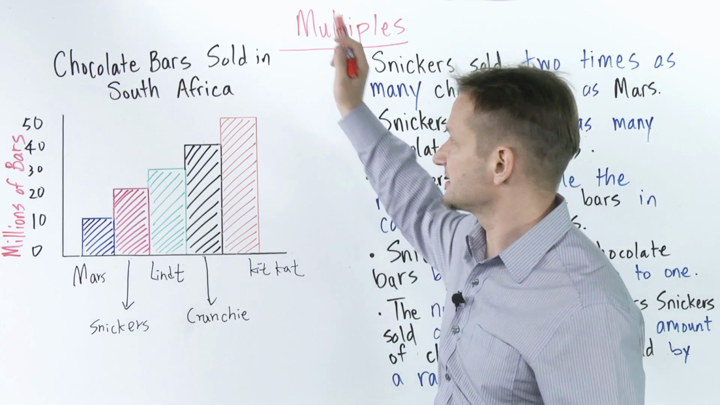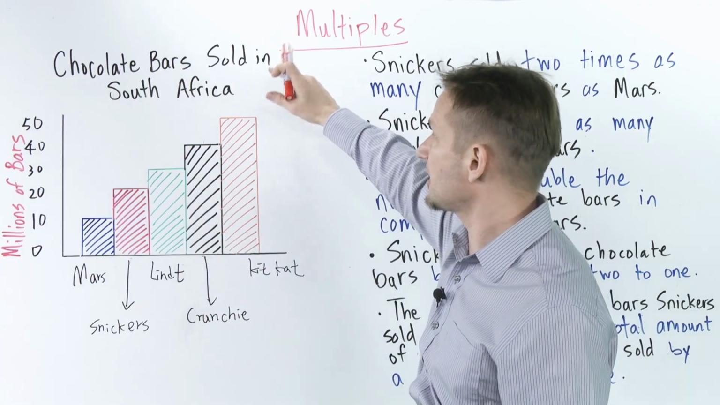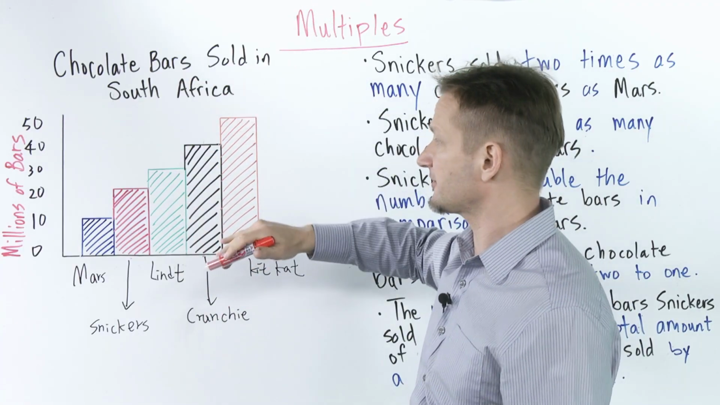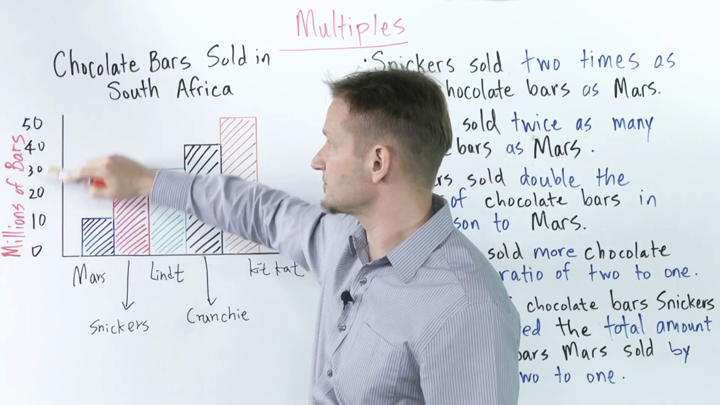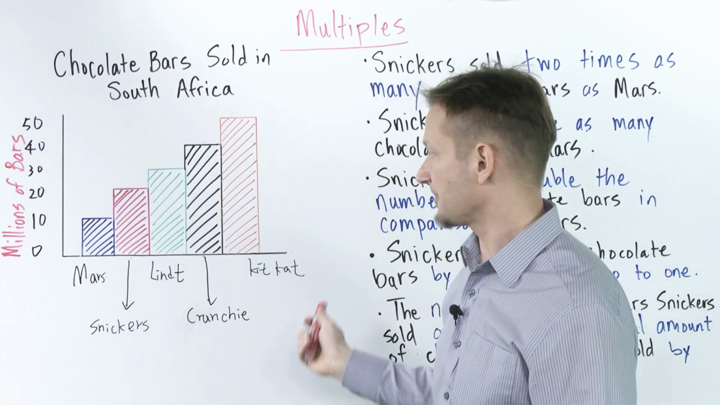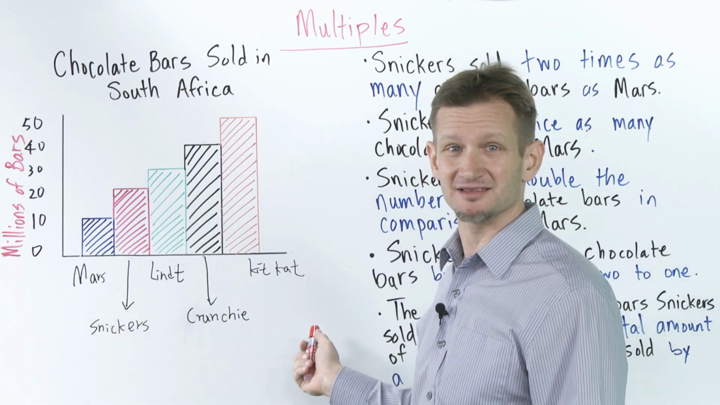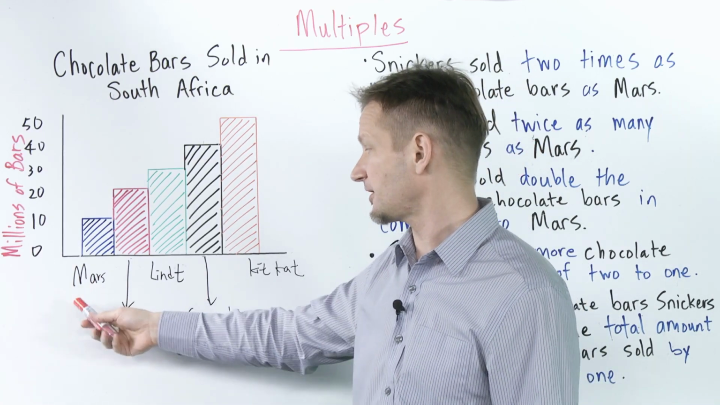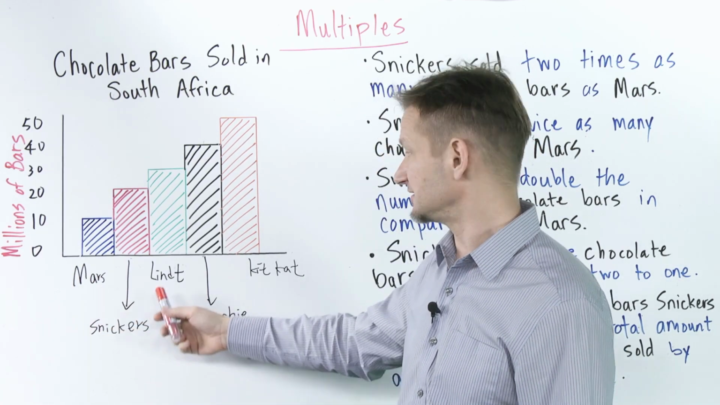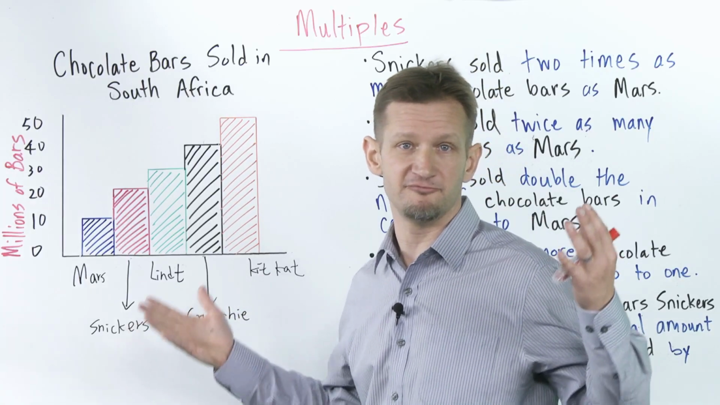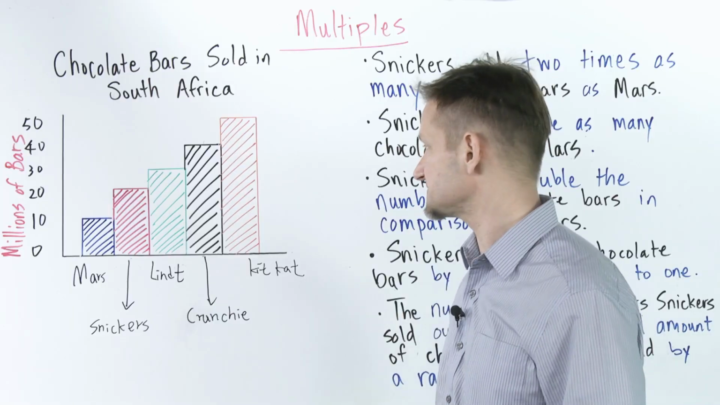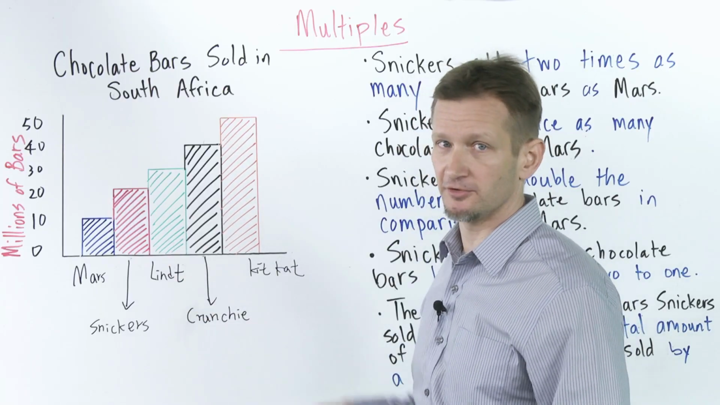Example. This is an example chart we got here. This is chocolate bars sold in South Africa, and it's by millions of bars. And it goes from 0 to 50 million bars. And at the bottom here, we got name brands of bars. We have Mars Bar, Snickers, Lindt, Crunchy, and Kit Kat. And these are all famous brands of chocolate bars and how much they've sold.